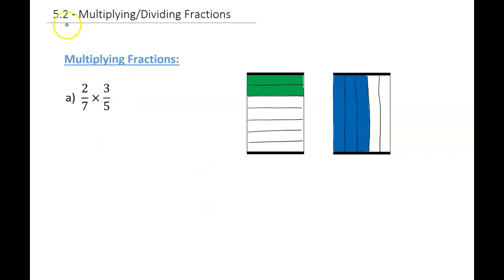Hello class, today we're going to learn about multiplying and dividing fractions. We're going to start off by learning how to multiply fractions. In this example, we have the fraction 2/7 and we're going to multiply it by 3/5.